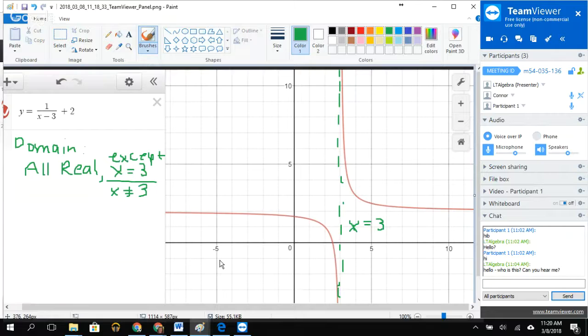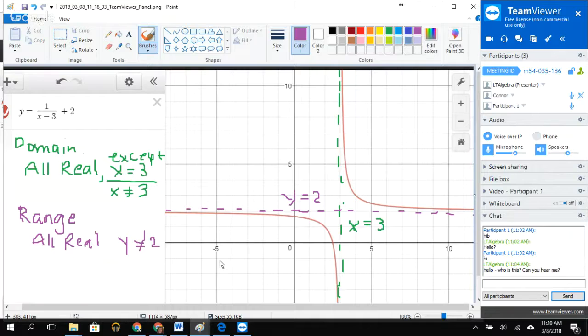Okay. All right, so then if I go to the range, looks like I have an asymptote right here at y equals 2. Sorry, I think I just said domain, but I meant range. If I look at my range, it looks like all real except y cannot equal 2. So why can y not equal 2?